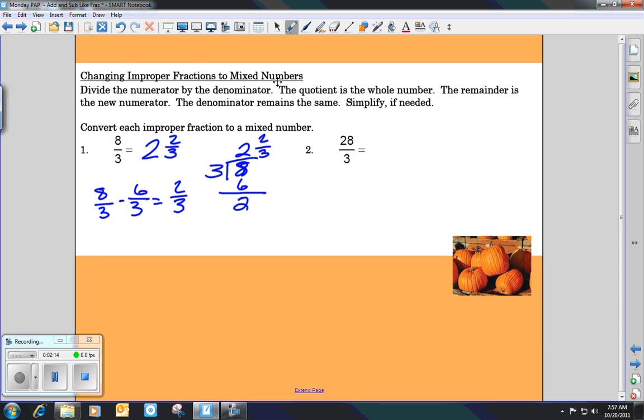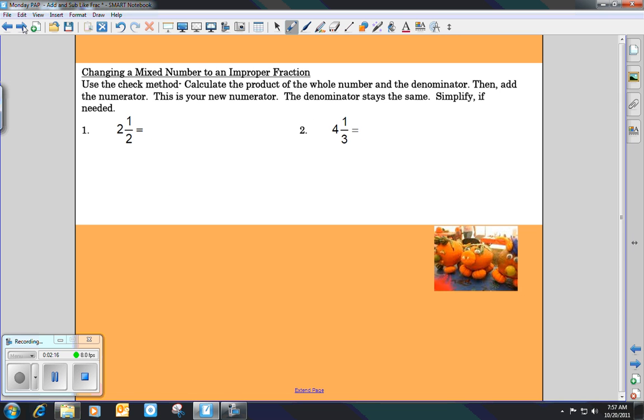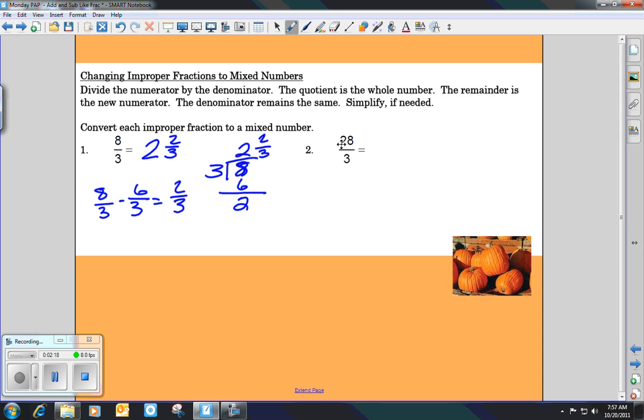Let's see how many of these we're going to do here. Okay, so I want you to go ahead and do 28/3 on your own. What mixed number would 28/3 make?